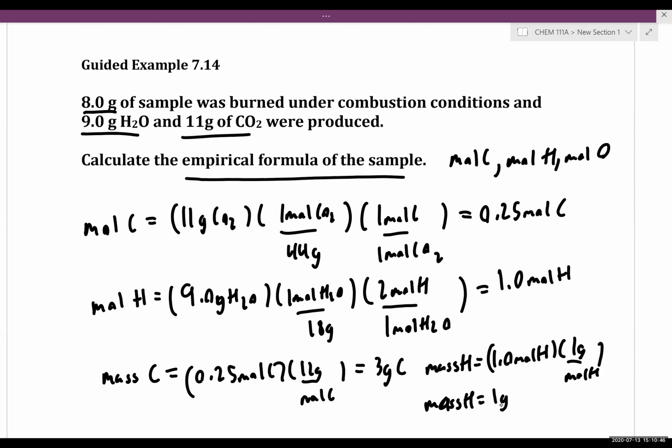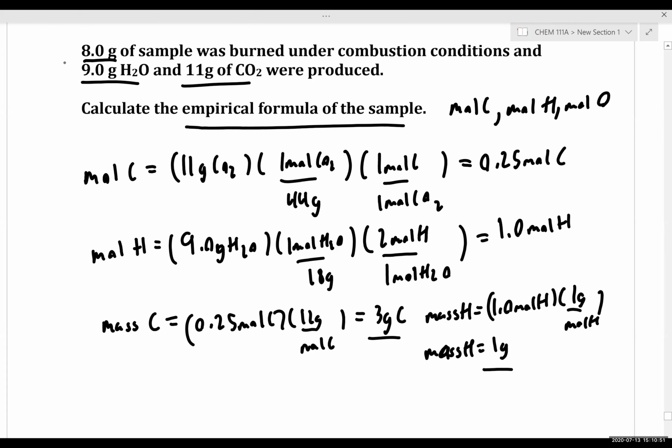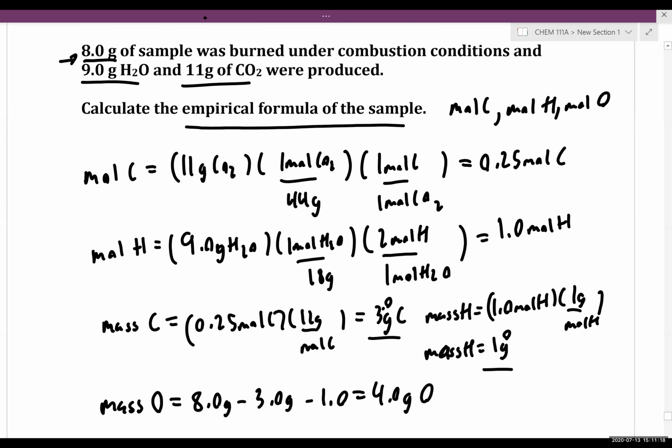Now, as we notice immediately, does 3 plus 1 equal 8? Do our masses add up to our total mass? No, and that implies we have some oxygen in our sample. So the mass of oxygen is our total mass, which is 8.0 grams, minus 3.0 grams, minus 1.0 grams, and that gives us 4.0 grams of oxygen.